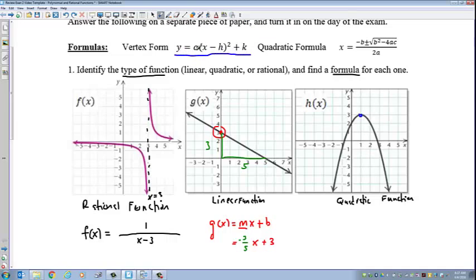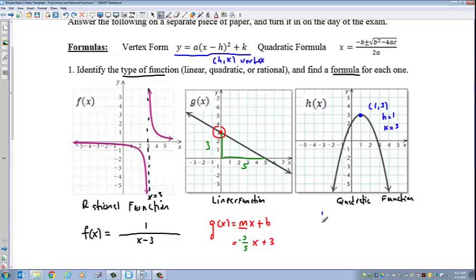So y equals some number a times x minus h quantity squared plus k. Remember, h comma k is the vertex. So we can use this information to find the formula. So here's the vertex of the parabola. So you go over 1 and up 3. That means our h is equal to 1, and our k is equal to 3.